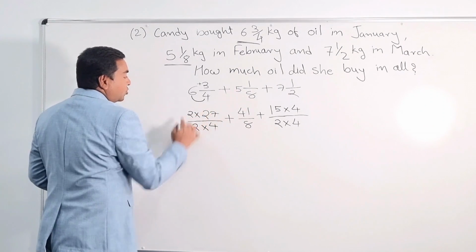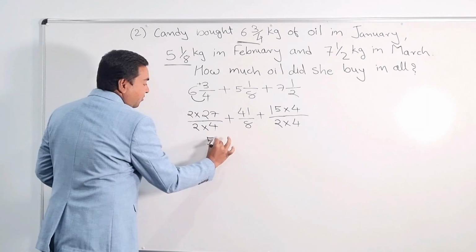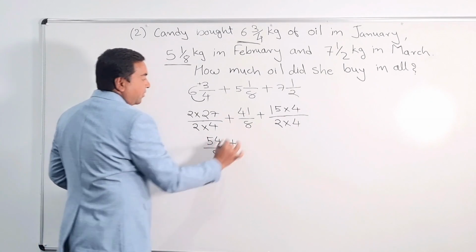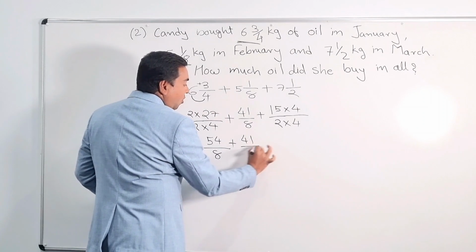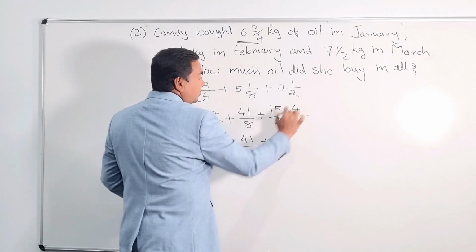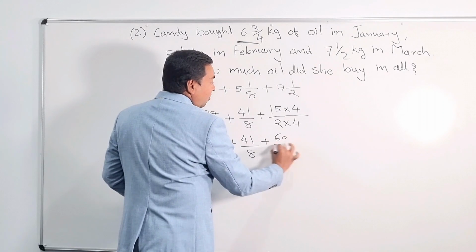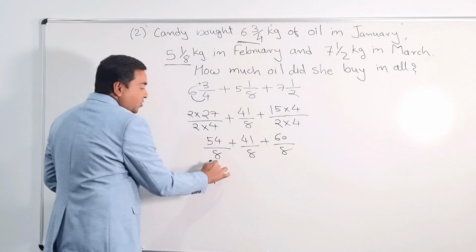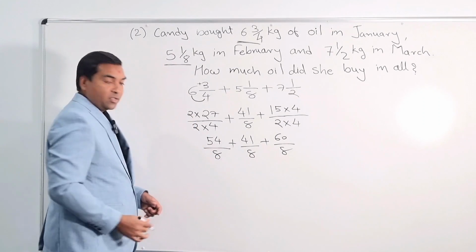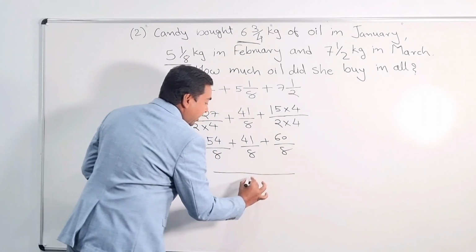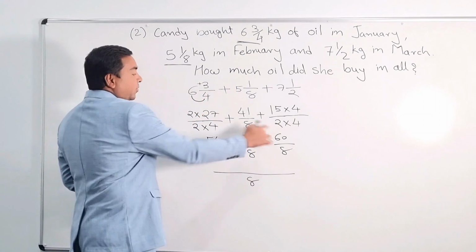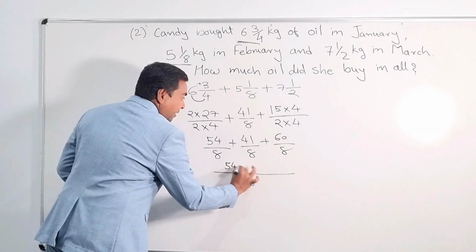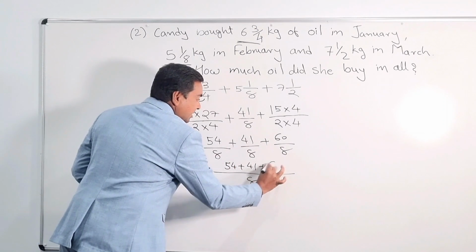So 27 2s is 54 over 4 2s is 8, plus 41 over 8, plus 15 times 4, which is 60 over 8. Now the best thing is we do have the same denominator. So I can make a bigger line. I can write down the number 8, and on the top, whatever the numbers, I can add them, which is 54 plus 41 plus 60.